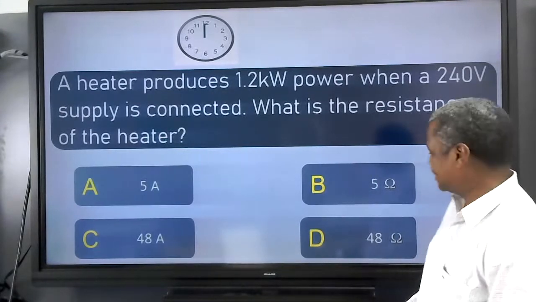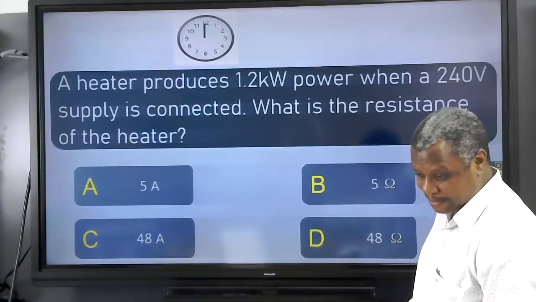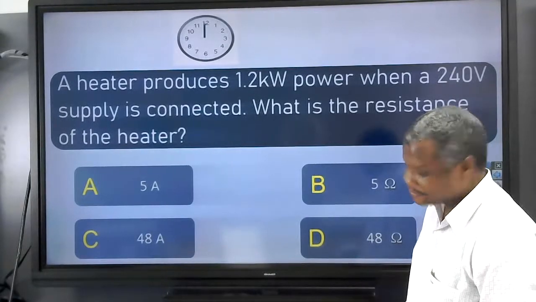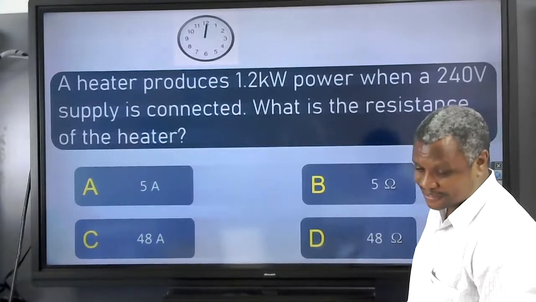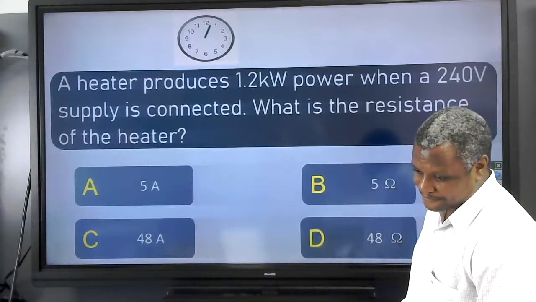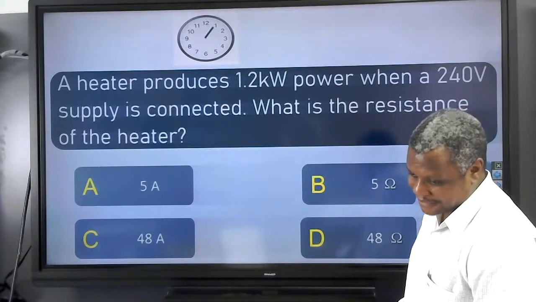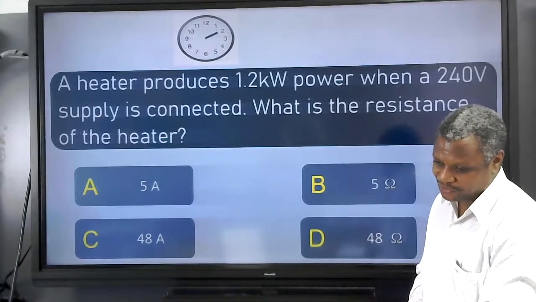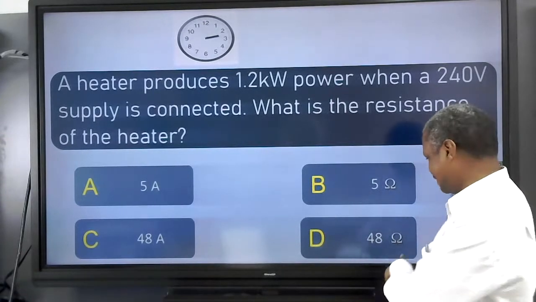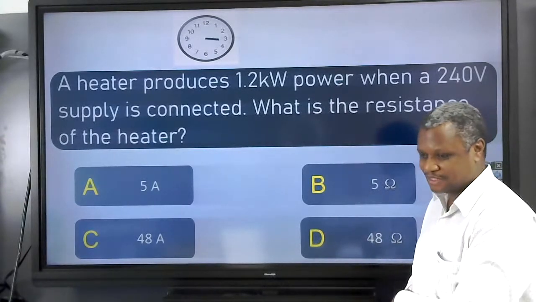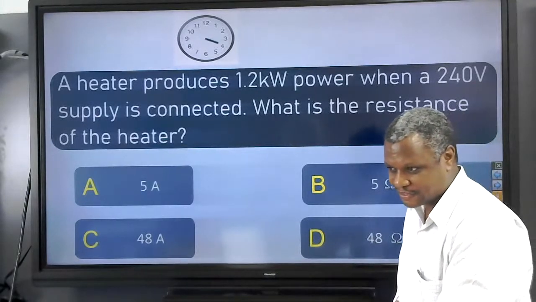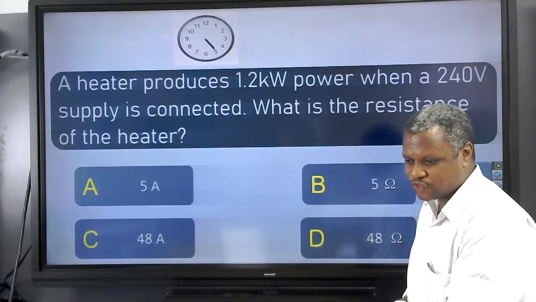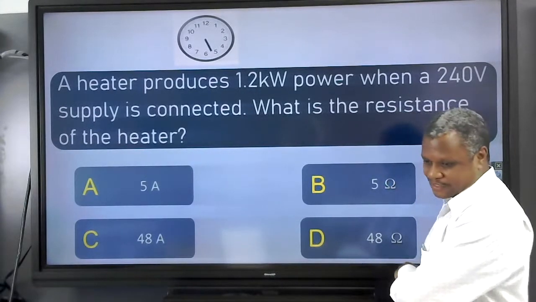Room 2, number 2 says B, 48 ohms. Okay. This one should be a tricky one. Oh, I forgot to put on the timer. Sorry for that. 3 room 1, number 37, B, 5 ohms. 3 room 7, number 15, B, 48 ohms. About 30 seconds or so. Where else? 3 room 2, number 2, B, 48 ohms.